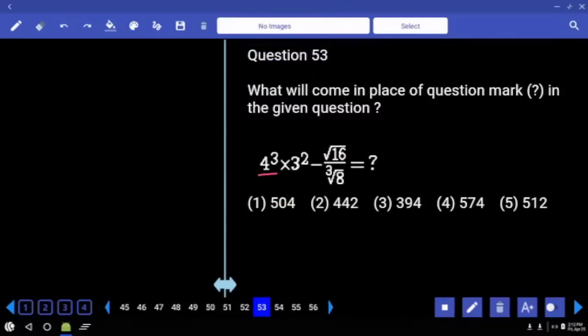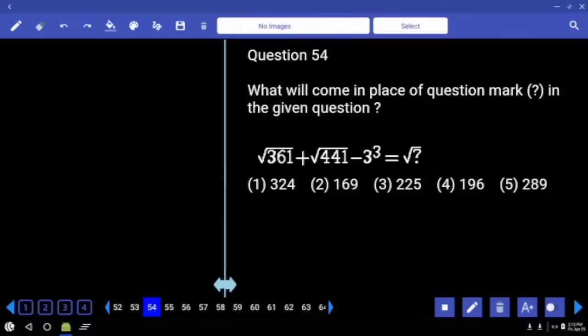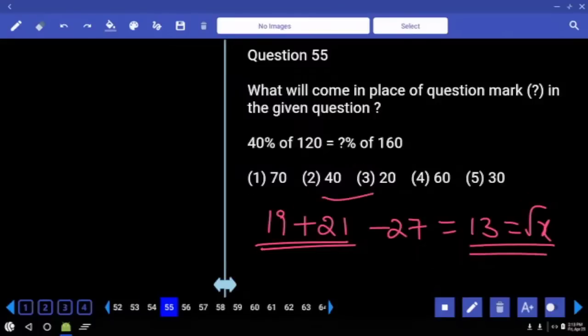4 cube can be written as 8 square also. 8 square into 3 square, 24 square, 576, minus under root of 16, 4, cube root of 8, 2, this value is 2, 2 subtracted, 574. Under root of 369, 361, 19, 441 under root, 21. So far sum is 40. 40 minus 27, 13, root x is 13, x is equal to 169.